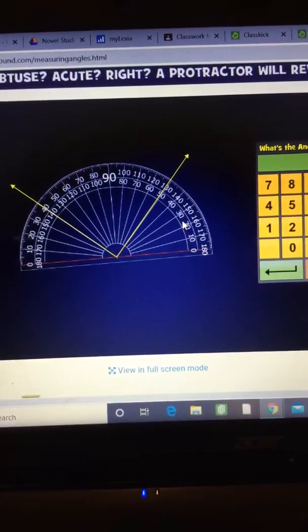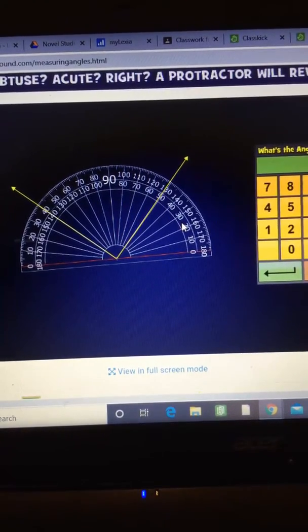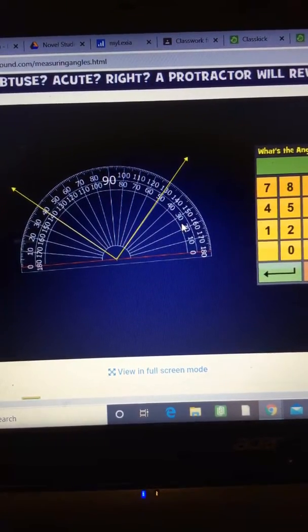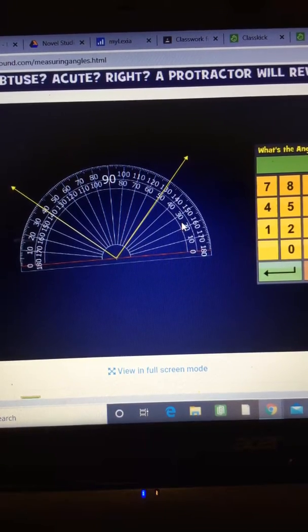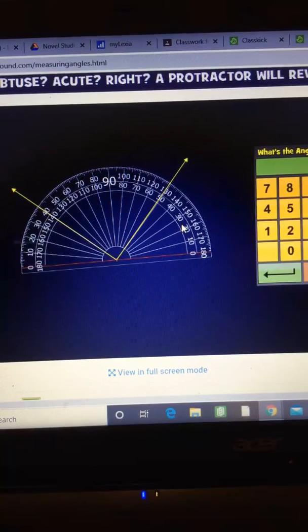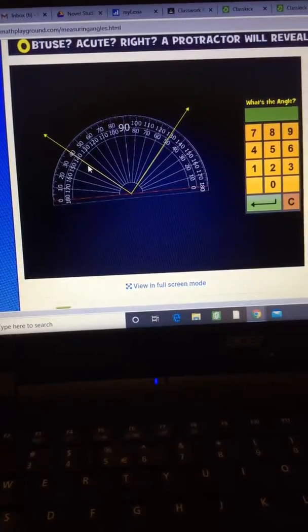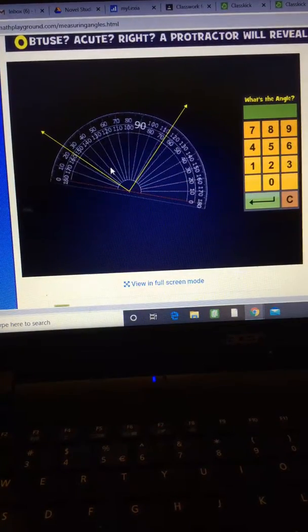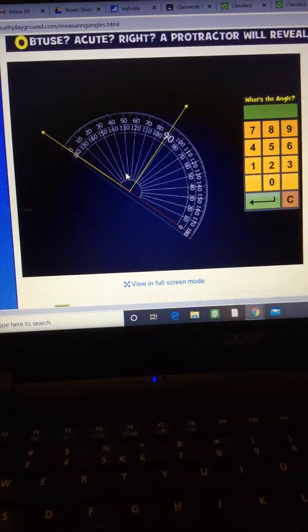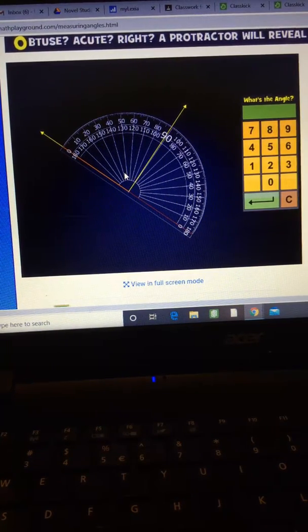So just like when you're counting, you can start counting at like 40, 41, 42, 43, or you could start counting at 0. Which do you think would be easier to start at? Should we start at 40 or should we start at 0? Probably 0. So we're going to move our protractor to where it is lined up at 0. Okay, so that's this red line. We want to get it as close as we can. There, it's perfectly lined up.